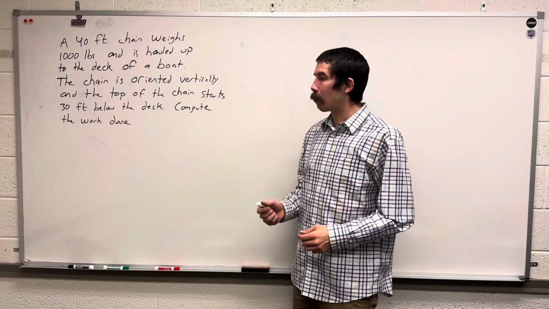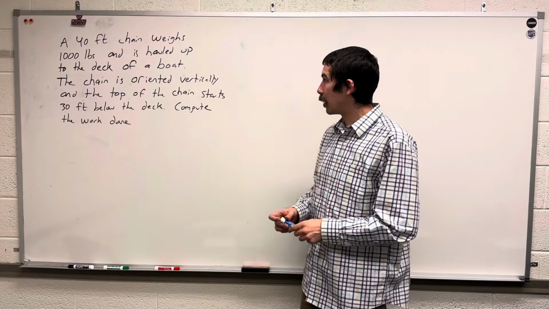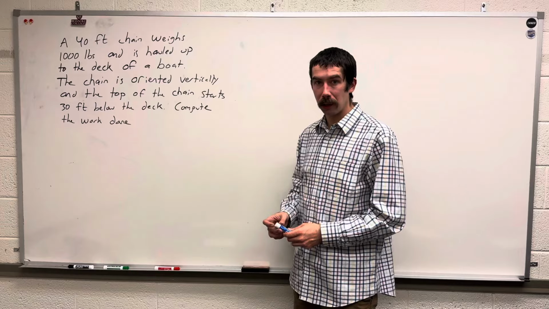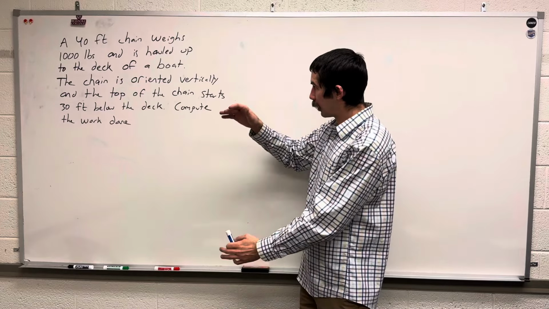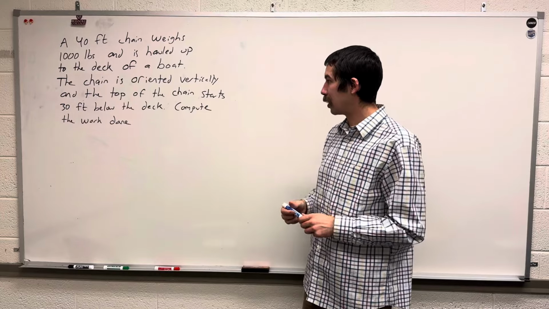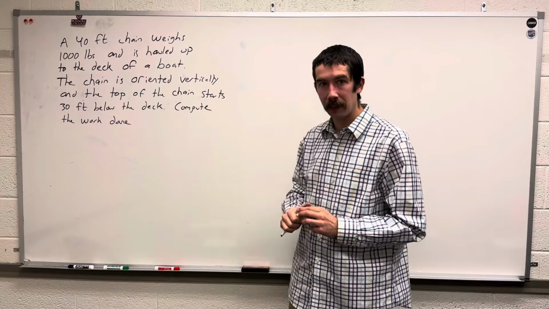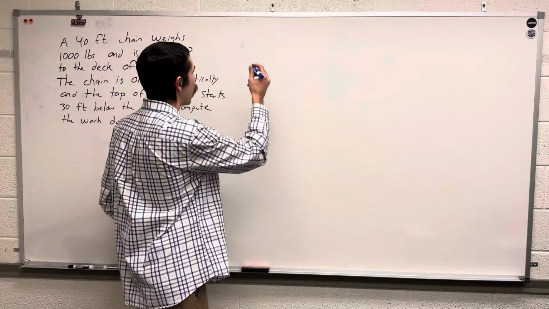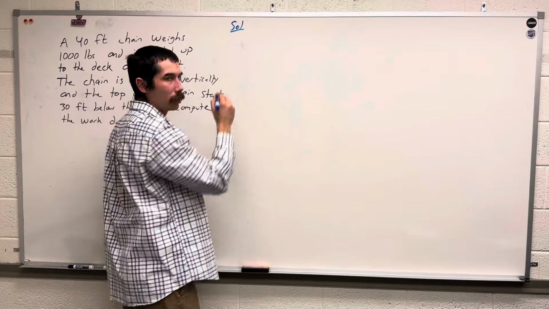Today we're going to do the following question. A 40-foot chain weighs 1,000 pounds and is hauled up to the deck of a boat. The chain is oriented vertically and the top of the chain starts 30 feet below the deck. Compute the work done. Okay, so this one won't be too bad once we set up the appropriate integral.